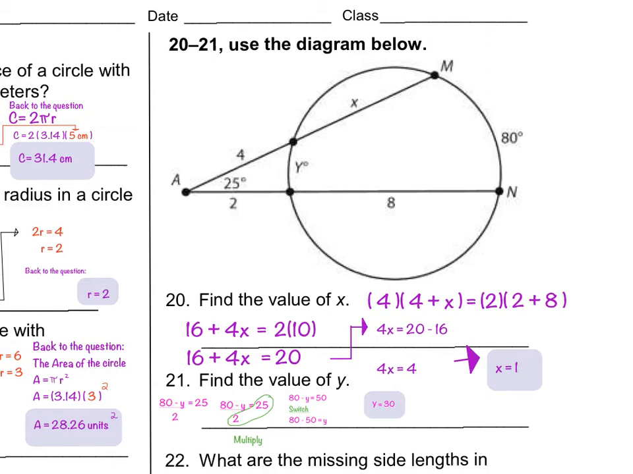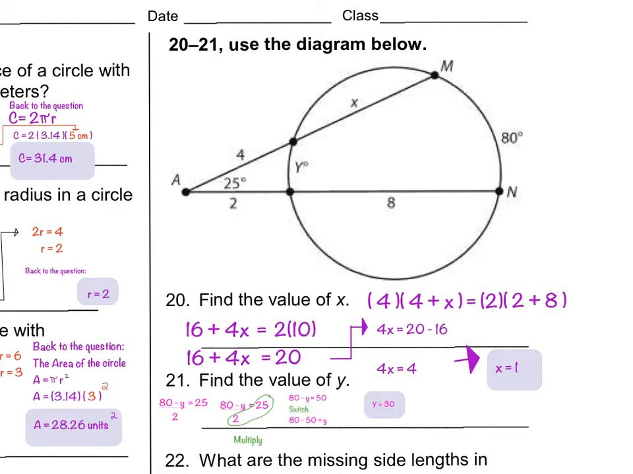On problem number 21, we're dealing with the arcs and the angle. So to set up this problem, you end up with the 80, take away the y here, divide that whole thing by 2, and then that will equal your angle, which is 25. To get rid of the 2, which is dividing by 2, you multiply by 2. So 2 times 25 becomes 50. So I end up with 80 minus y equals 50.